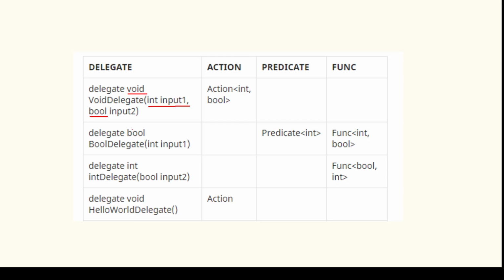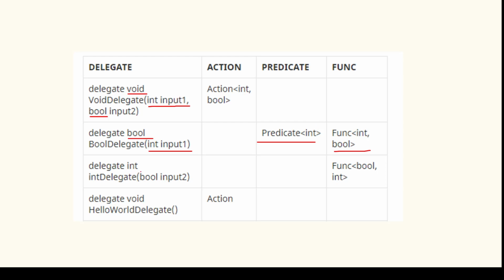The second one has a Boolean return type and one input parameter. We can use func here also because we have seen func has one implementation which takes one input parameter and one output parameter, but the most suitable one here is predicate because predicate is a specially designed delegate that can work with methods which have one input parameter and the return type of that method should be Boolean. So predicate is the most suitable here.